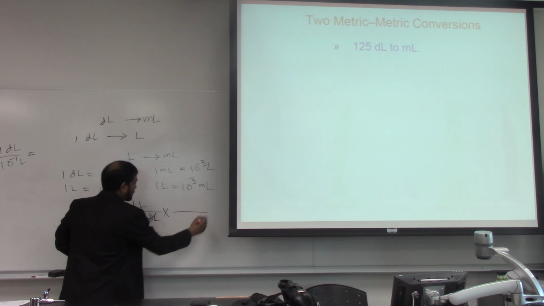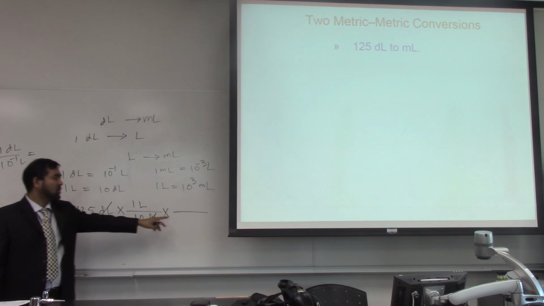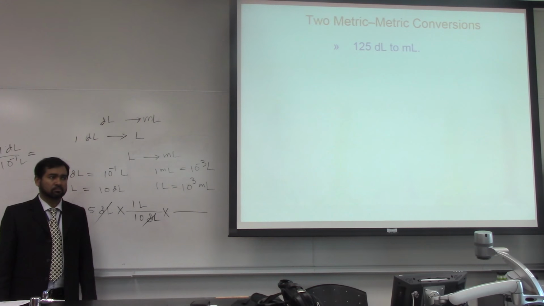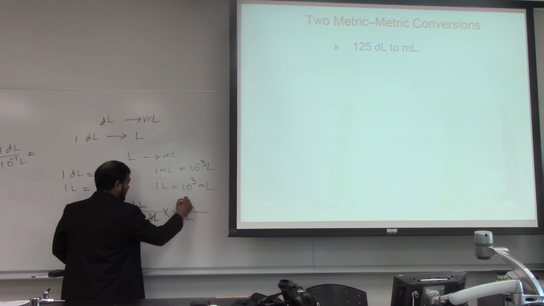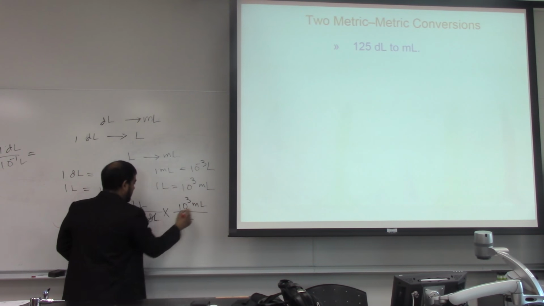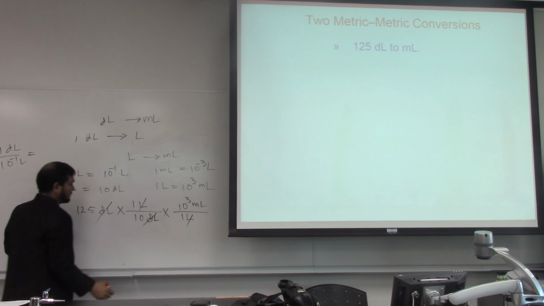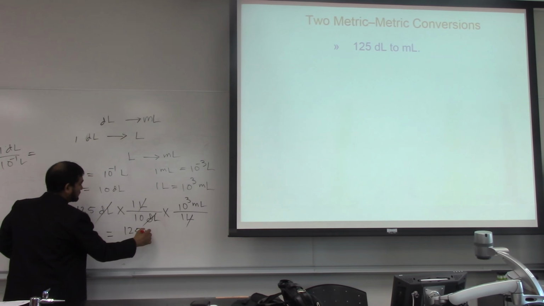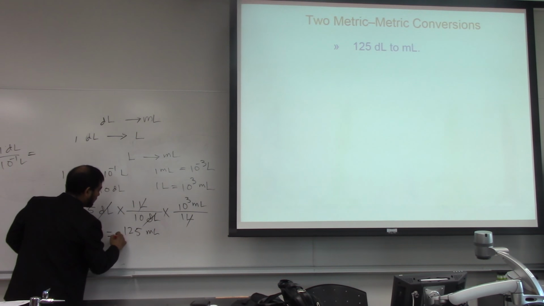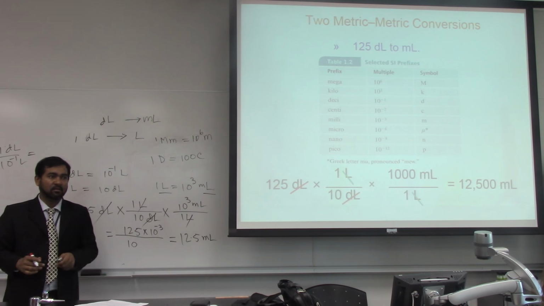So let me ask you a question. Now liter on the top or bottom? Bottom. Because 1 liter equal to, the unit cancels out exactly, milliliter, right? The liter cancels out. So what you got in the top is 125 milliliter over liter.